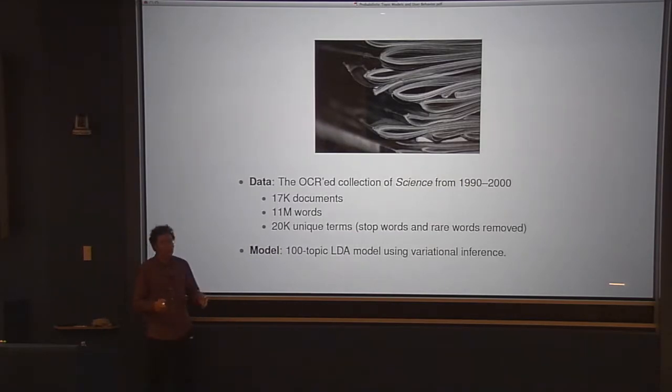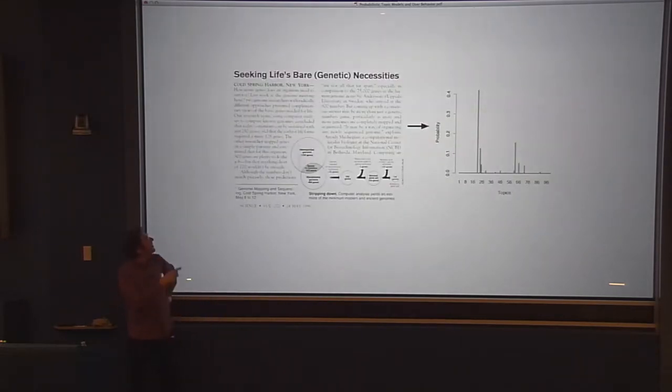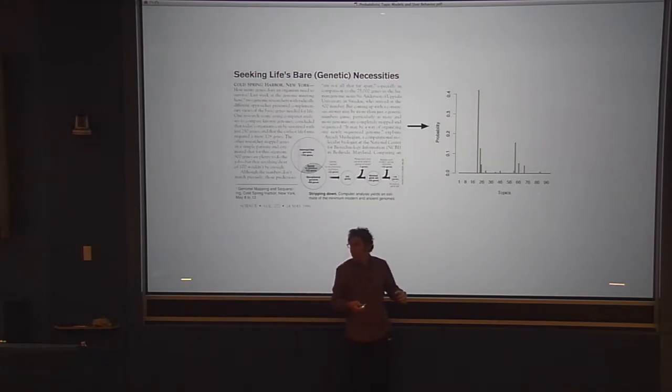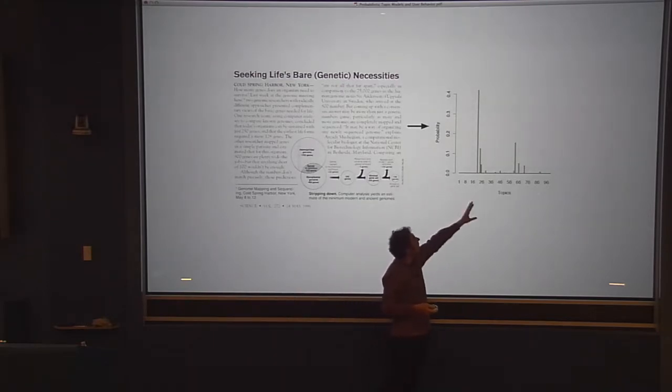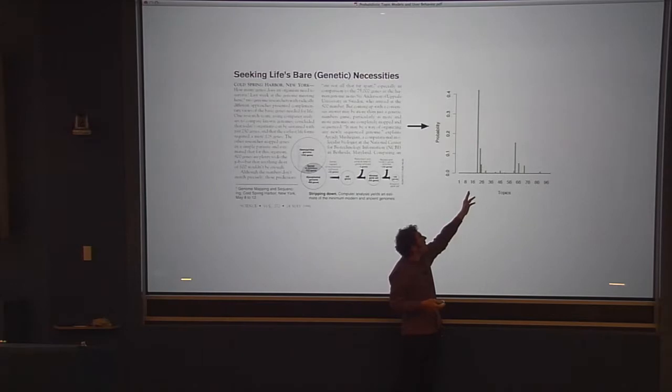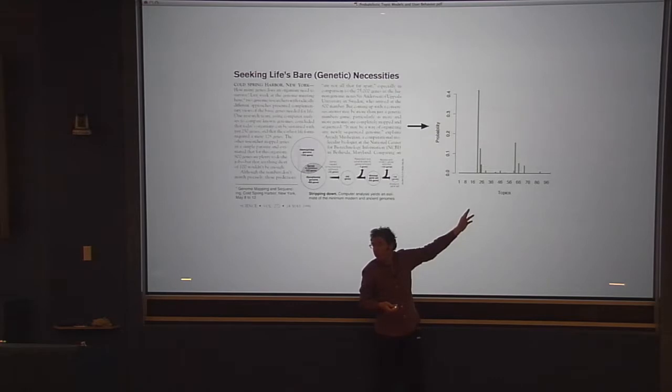So this is basically, we took 17,000 science articles, put them in the stack, and filled in all of those hidden variables. All right, here is that article that I showed you in the beginning, Seeking Life's Bare Genetic Necessities. And recall, this is about determining the number of genes that an organism needs to survive. And I just drew fake thetas for you, but here is the real theta. Okay, on the x-axis are 100 topics. The y-axis is probability, and this is the distribution over topics that represents this article.